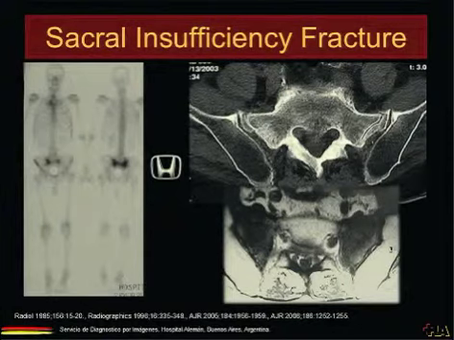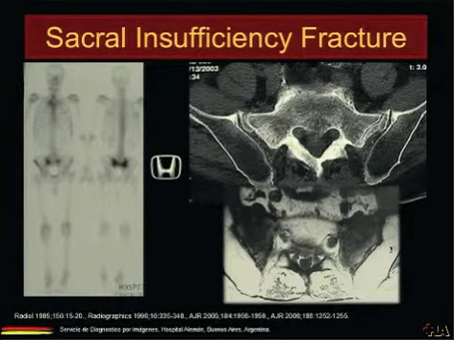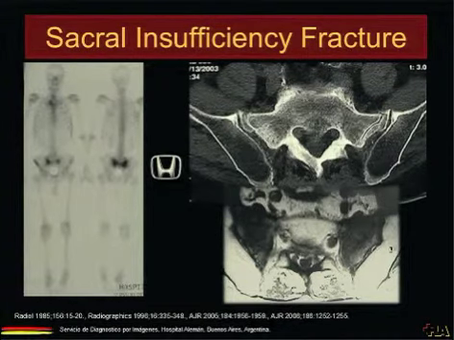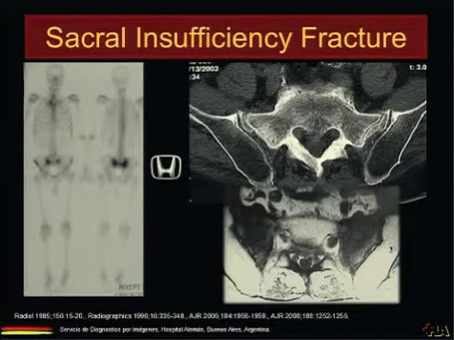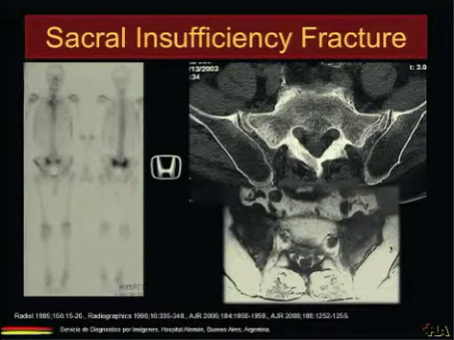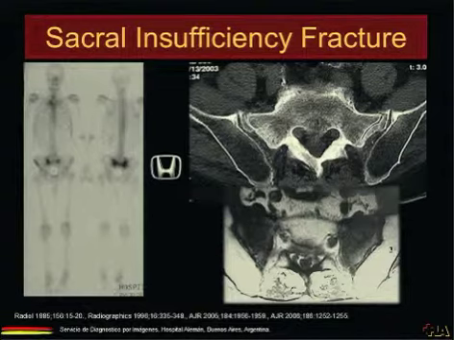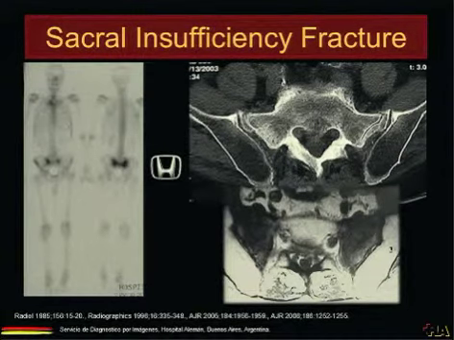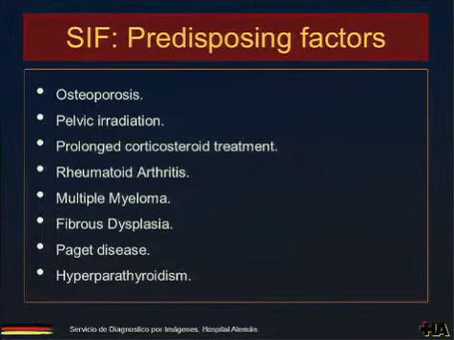In nuclear medicine, we see this H shape or the Honda sign. On CT, we can see the disruption of the anterior cortex of the sacral ala. It's very easy to see on MRI, but it's very easy to overlook, because in the standard MRI examination for the spine, the sacral alae are outside the field of view.